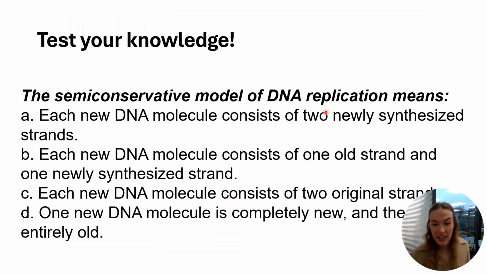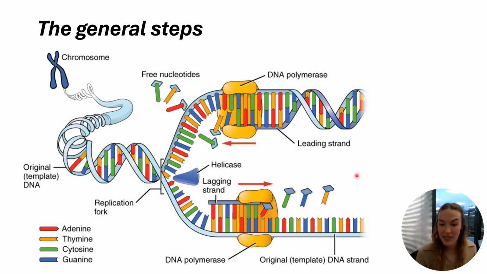Okay, so hopefully that was a good enough explanation for you to understand what semi-conservative is. The correct answer here is going to be B. Each new DNA molecule consists of one old strand and one newly synthesized strand. So it's not a totally old double strand, another totally new double strand. Instead, it is going to be one that's half old, one that's half new. Okay. Let's go ahead and start talking about how this actually works.